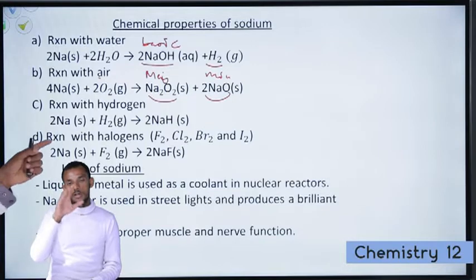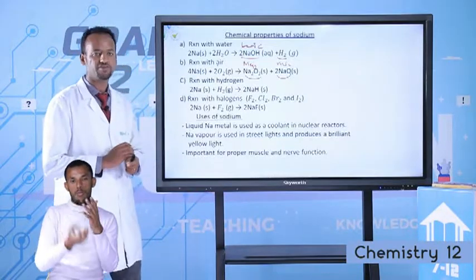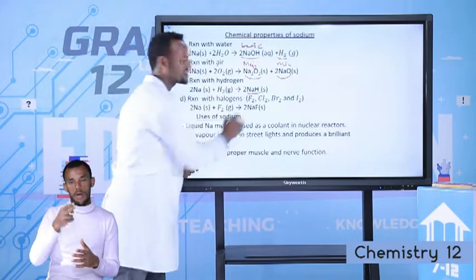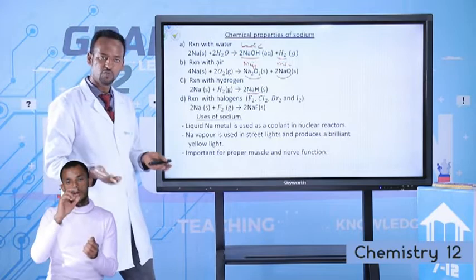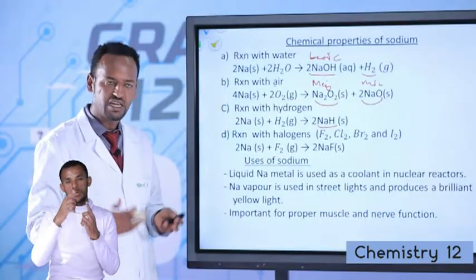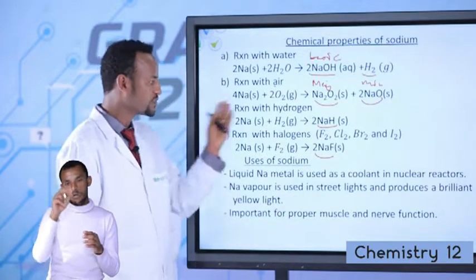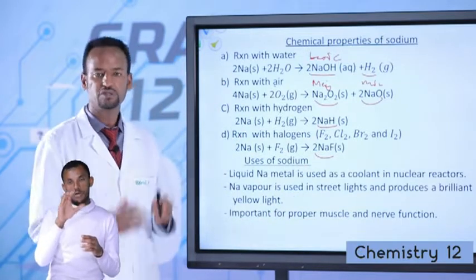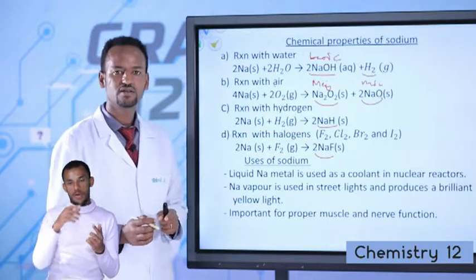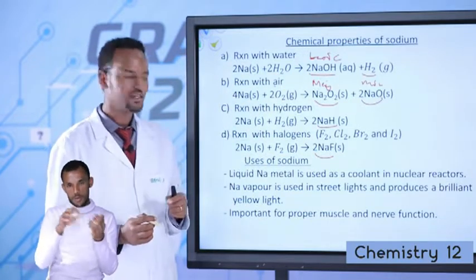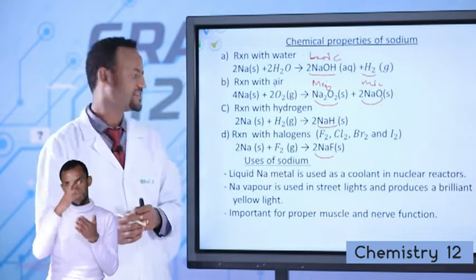C, reaction with hydrogen. Sodium reacts with hydrogen to produce sodium hydride. D, reaction with halogens. Halogens are group 7, like fluorine, chlorine, bromine, and iodine. Sodium reacts with fluorine, sodium fluoride is formed. Sodium reacts with chlorine, sodium chloride is formed. Therefore, sodium reacts with water, oxygen, hydrogen, and halogens. This is because of its reactivity.